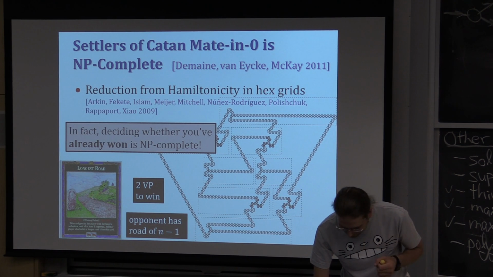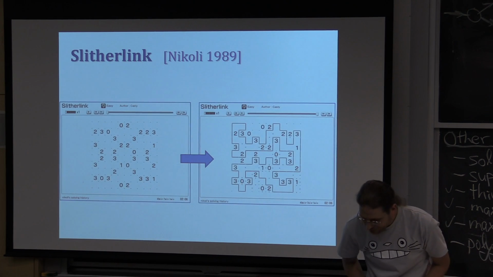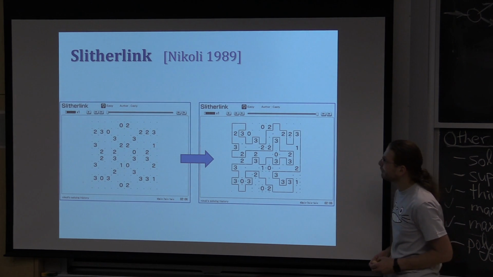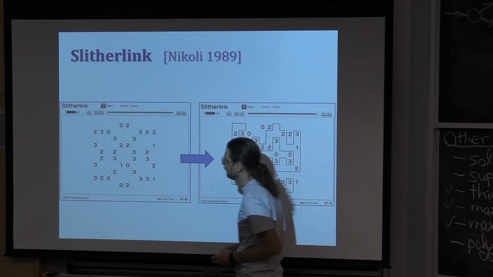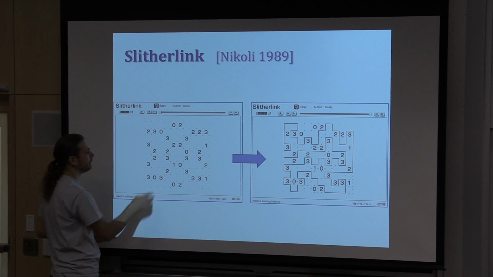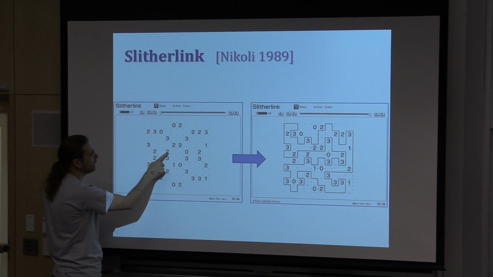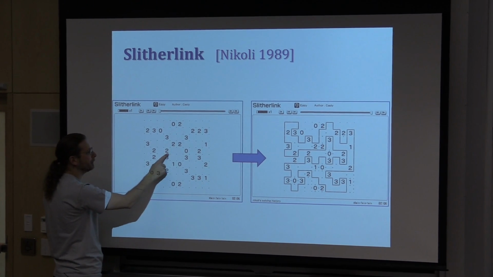Okay, so that's why hex grids are cool. Let's do some more games. Here's another Nikoli puzzle, Slitherlink. They're more famous ones. So you're given a grid of squares. Each square is either blank, meaning no constraint, or there's a number saying there should be exactly 2 edges among those 4, or exactly 3 edges among those 4.